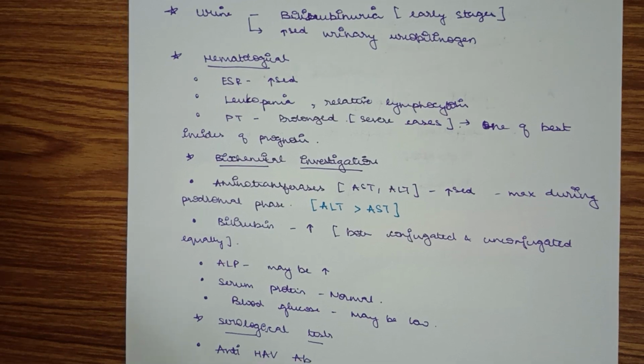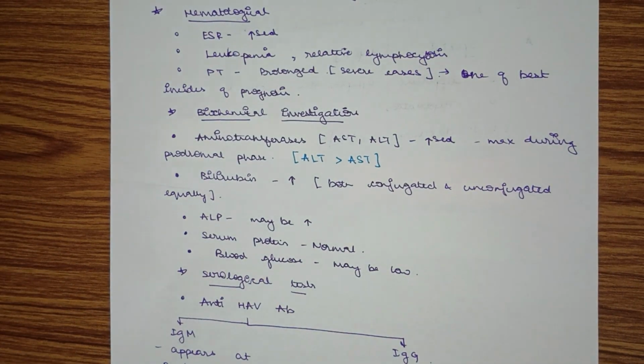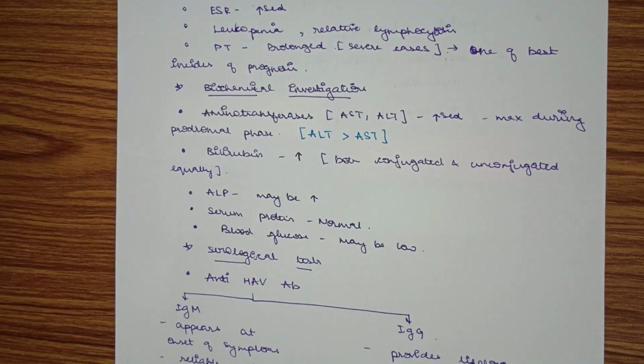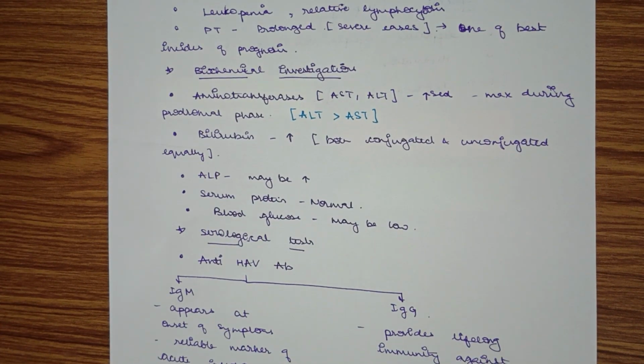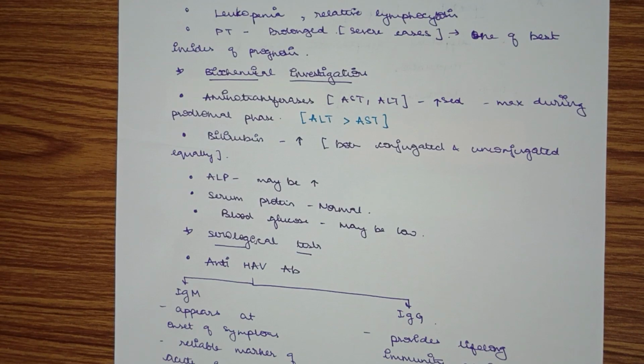Biochemical investigations include aminotransferases, ALT and AST, which will be increased and will be maximum during the prodromal phase. In this case, ALT will be more than AST, whereas in cirrhosis, AST will be more than ALT. But in hepatitis, ALT will be more than AST. The bilirubin is increased, both conjugated and unconjugated bilirubin will be increased equally. The ALP may or may not be elevated, the serum protein may be normal, and the blood glucose may be low.